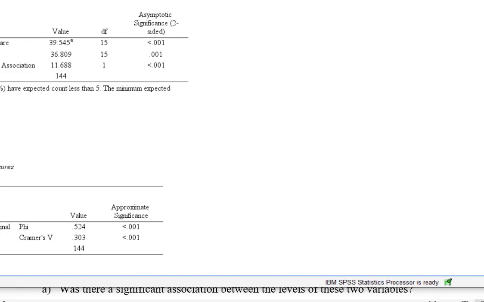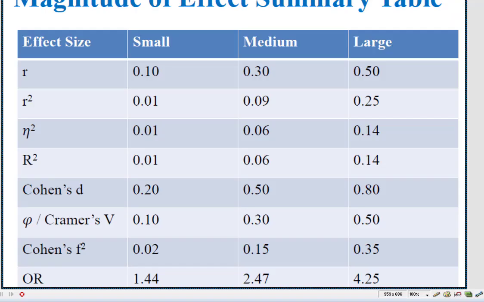So the difference between a Cramer's V and a phi is that phi is used for a 2 by 2. If you're running a 2 by 2, you would use the phi, but this is a 4 by 6, so we would use Cramer's V. So that's 0.303, which I believe is an average effect size. Let me double check on that, please hold. Yeah, a Cramer's V of 0.3 is considered a medium effect size, which is good. It's in the middle.